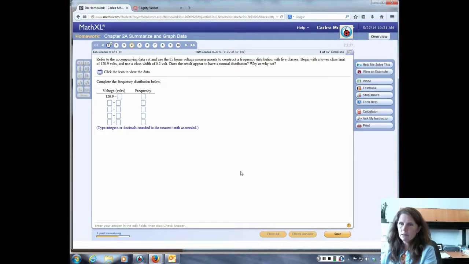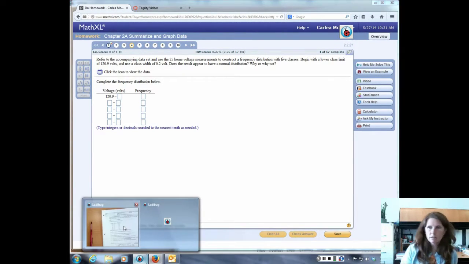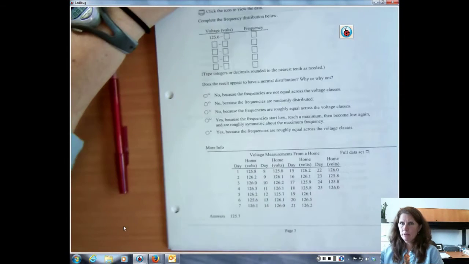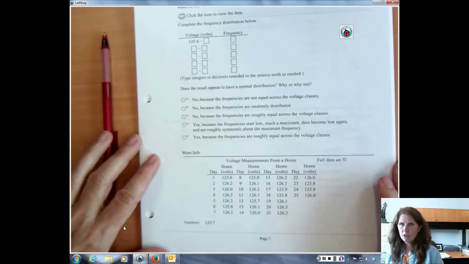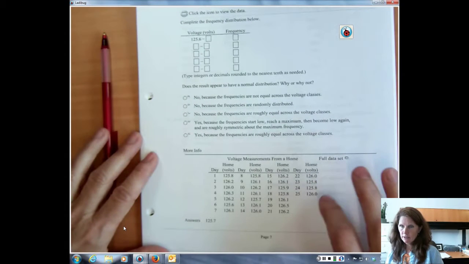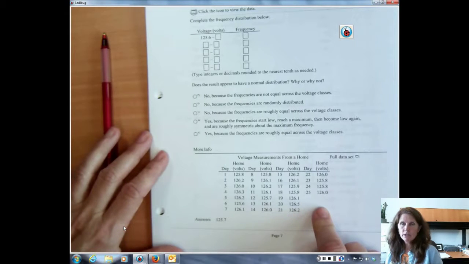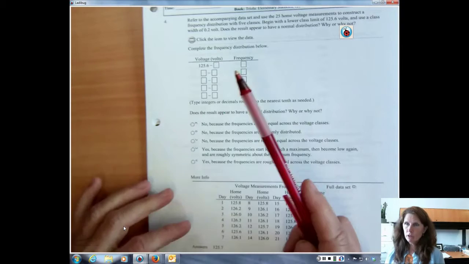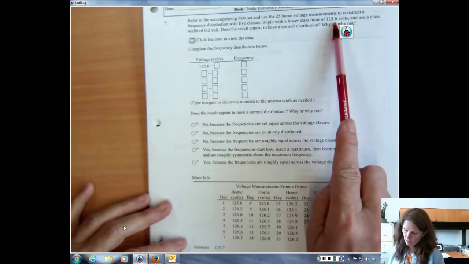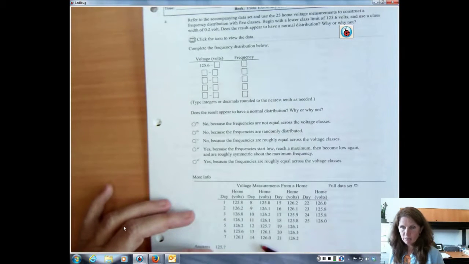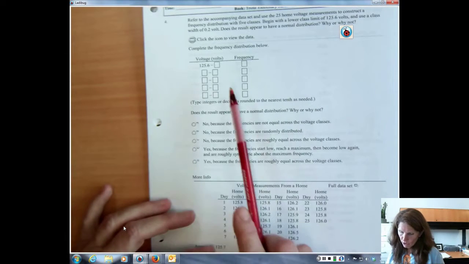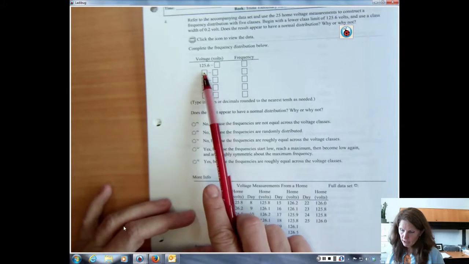All right. It's all messed up, but I'm about to get it right. Okay. So it's the same thing. If you click on the icon, you get this data that's down here. So that's what I'm looking at. But it told us to make classes with a lower class of 125.6. That's because if you look at our data, that's the smallest data value that we have. So we're going to go here because it says it's going to be 0.2.